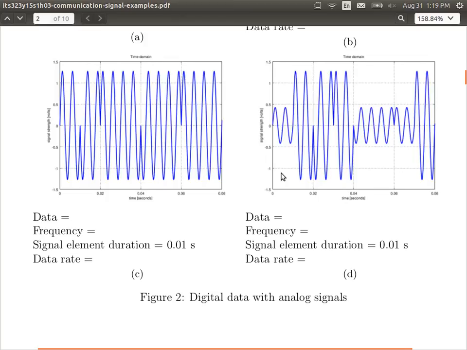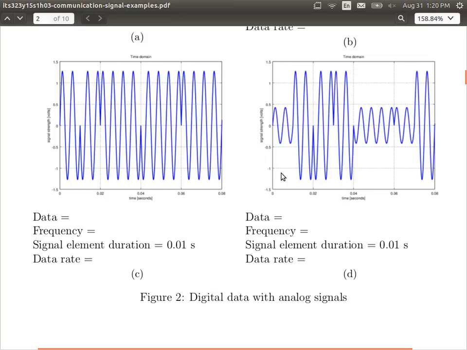And because we have four elements, in each element we can represent two bits at a time. So the result was, in the signal element duration compared to example C, we were sending two bits per signal element as opposed to one bit per signal element. We got a higher data rate with all other factors being the same. How do we summarize that as a trade-off? The more signal elements to represent our data, the higher the data rate.